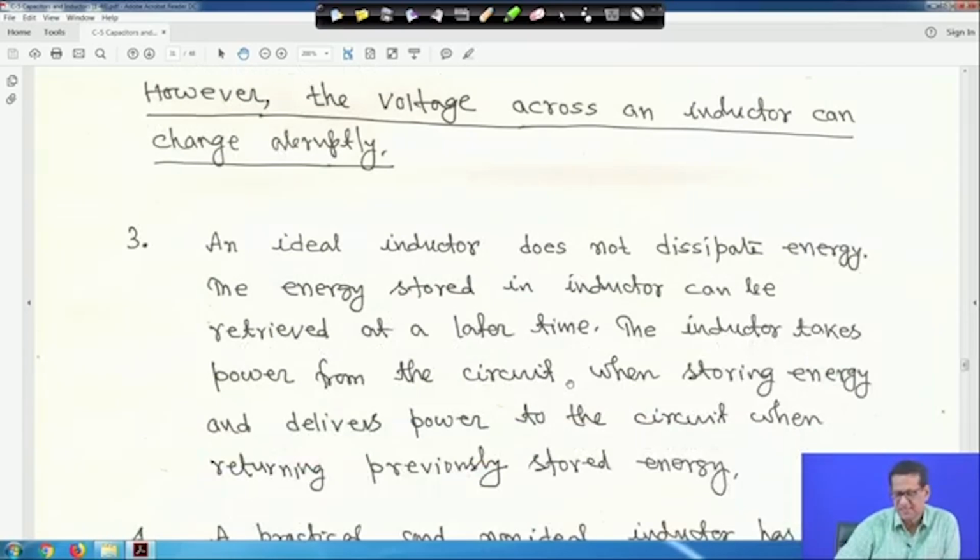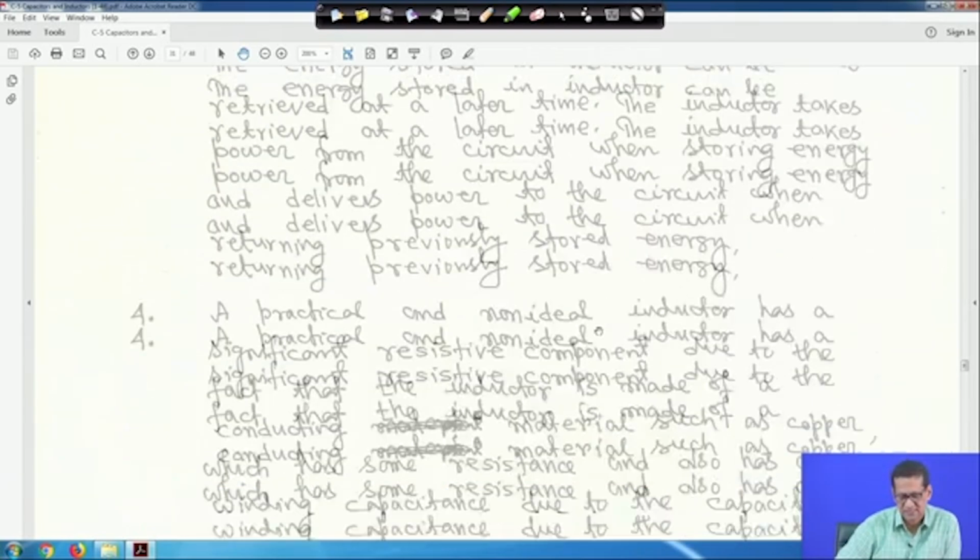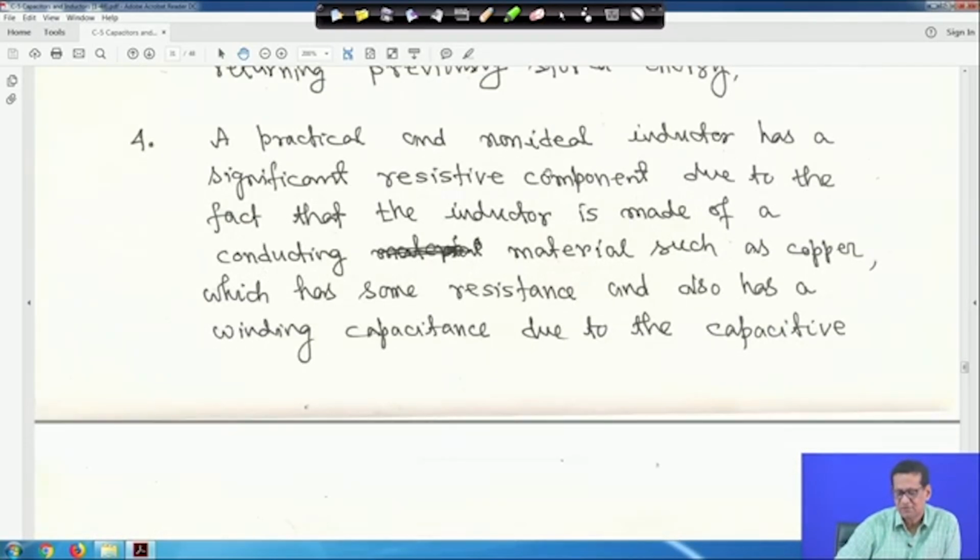Next one is, an ideal inductor does not dissipate energy, right. The energy stored in the inductor can be retrieved at a later time. It is the same philosophy as the capacitor, whatever we have just seen before. The inductor takes power from the circuit when storing energy and delivers power to the circuit when returning previously stored energy, right.